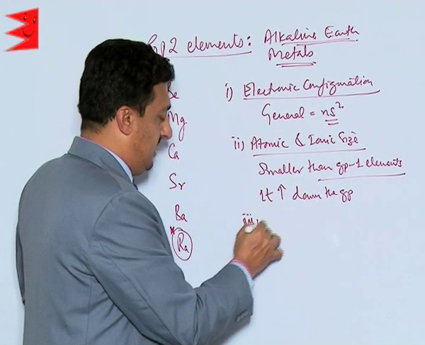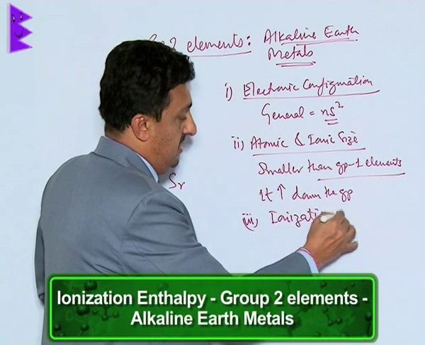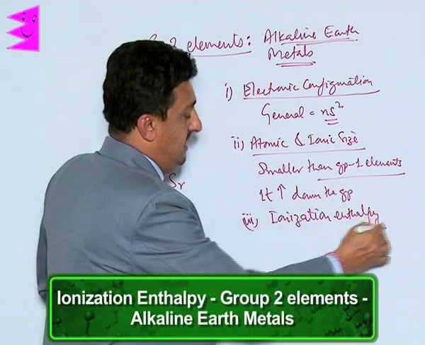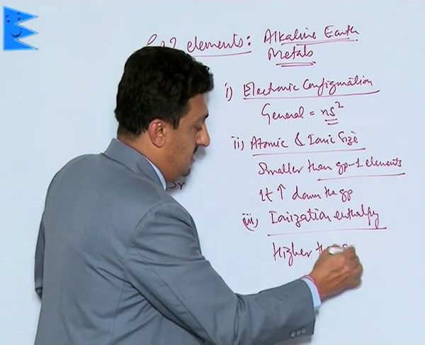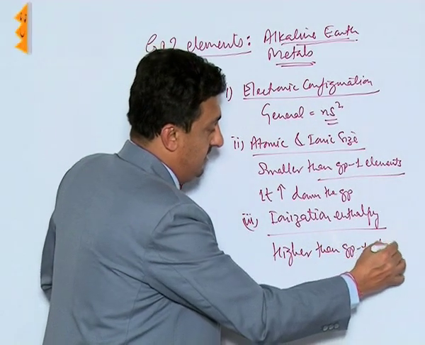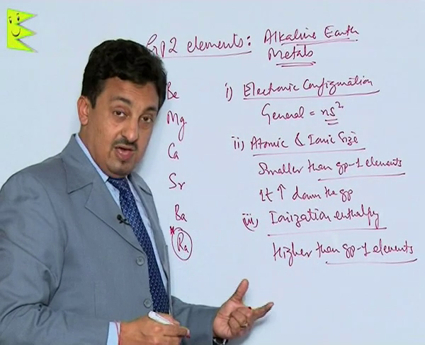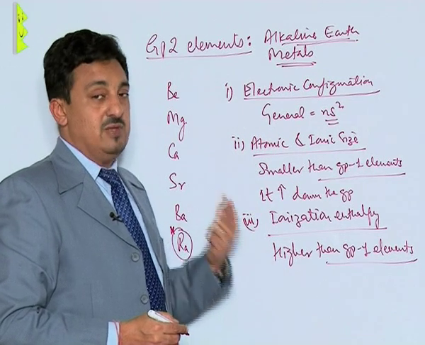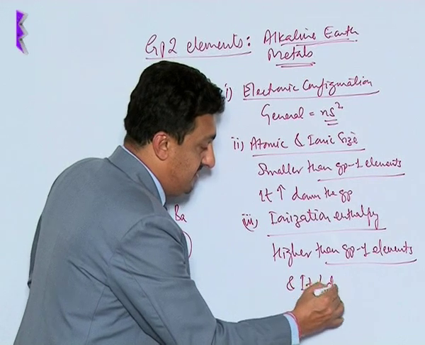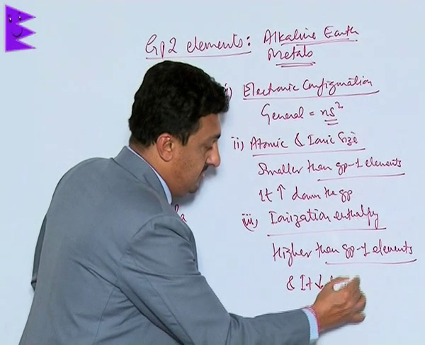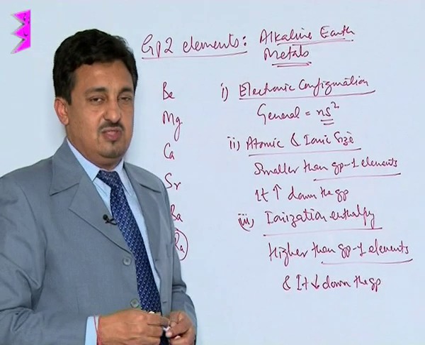Now let us talk about their ionization enthalpy. Ionization enthalpy is higher than group 1 elements, meaning it's higher than alkali metals, because their sizes are smaller and the nuclear pull is higher. It decreases down the group, because as the size increases, we know the ionization enthalpy decreases.